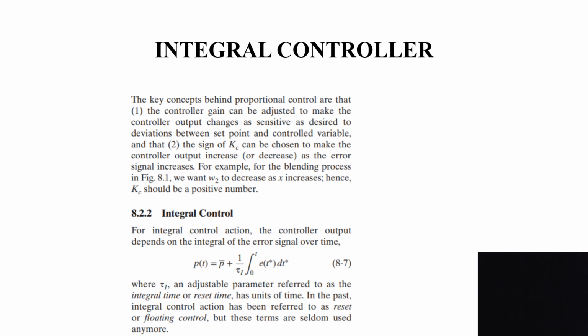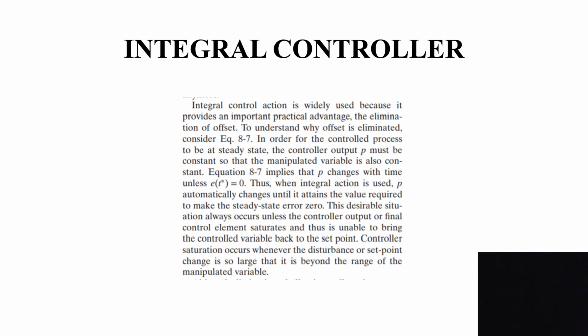From the word itself, it is very clear that the control output depends on the integral of the error signal over time. So p of t is proportional to the integral of e of t dt, and that proportionality is replaced by a constant, tau I, which is the integral time constant. It is also called the reset time or floating time.